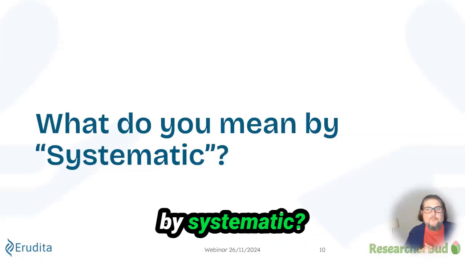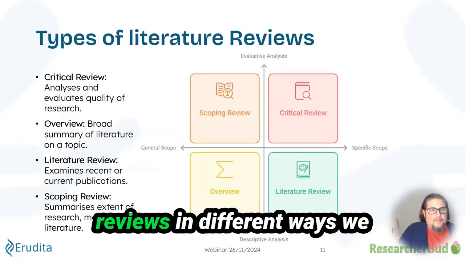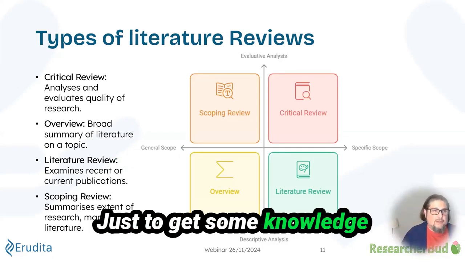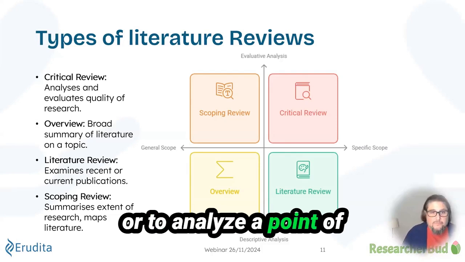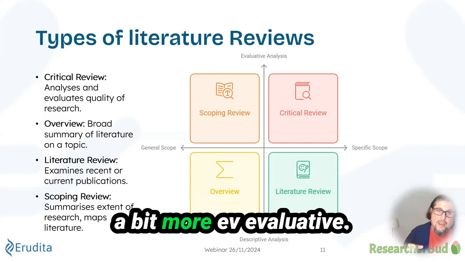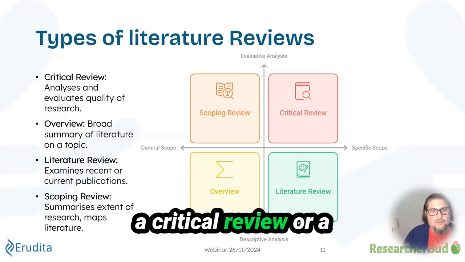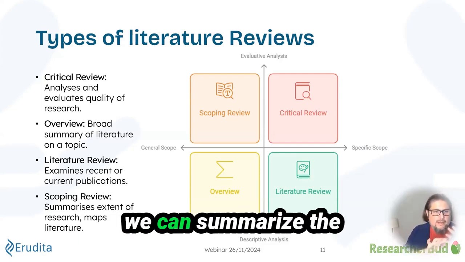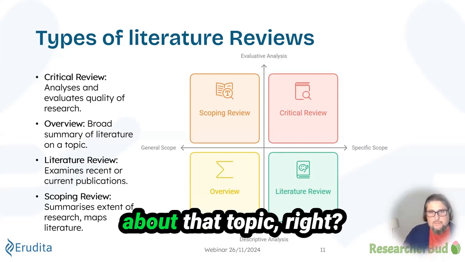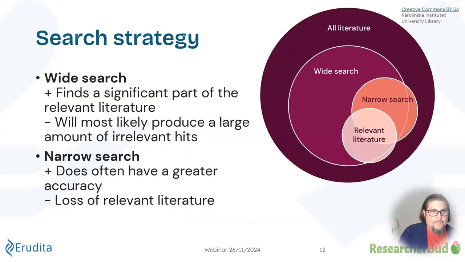What do you mean by systematic? So there are literature reviews in different ways. We can do a literature review just to get some knowledge or to analyze a point of view, to get an overview, or we can do something a bit more evaluative. So something more like a critical review or a scoping review, where we can summarize the extent of a topic, how much literature there is about that topic, right?